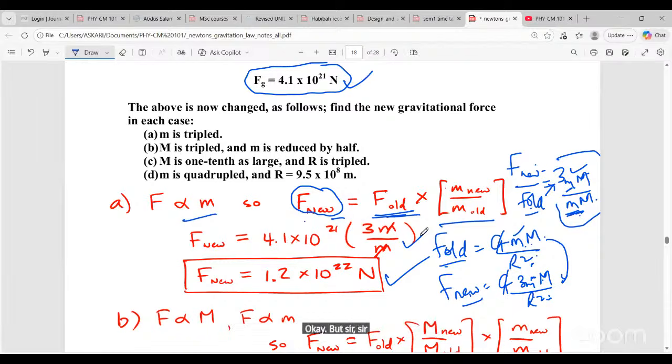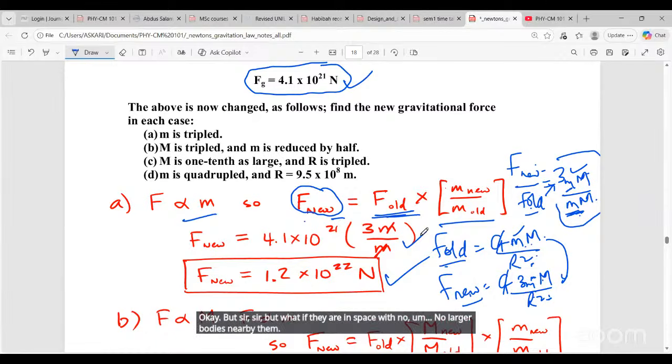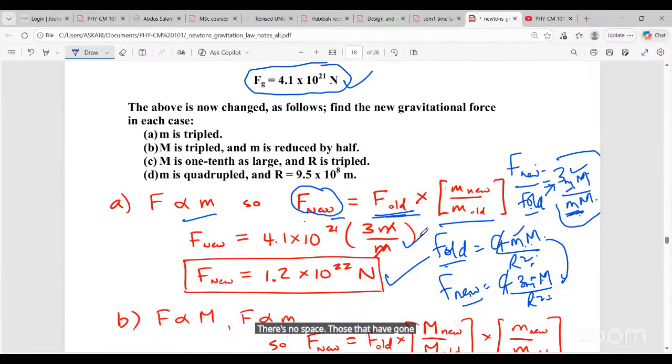But what if they are in space with no larger bodies nearby? Even if you go to space, you still find objects living there. So there'll still be some form of interaction, except you are in a closed, isolated system, where you do not have interaction with your environment. Okay, thank you, sir.